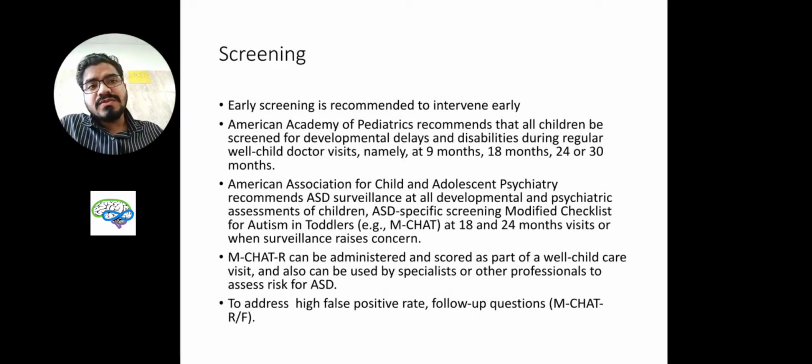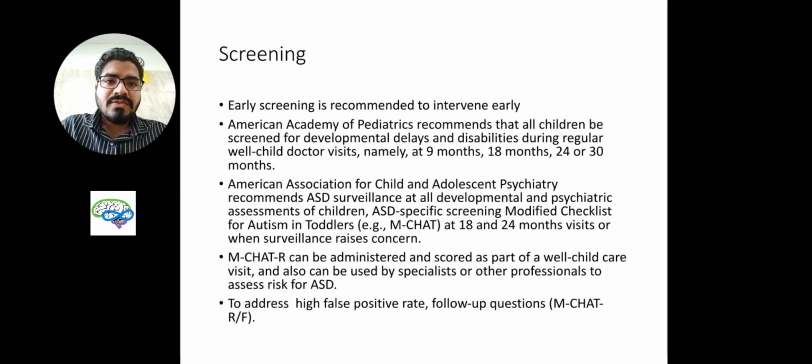The American Academy of Child and Adolescent Psychiatry also recommends ASD surveillance, and it recommends that the MCHAT scale can be used specifically at 18 months and 24 months, or if the need arises. Screening is very simple and can be performed by physicians, pediatricians, psychologists, or even special educators and occupational therapists. Special screening instruments are available which can be easily administered by any mental health professional. MCHAT is one of them.